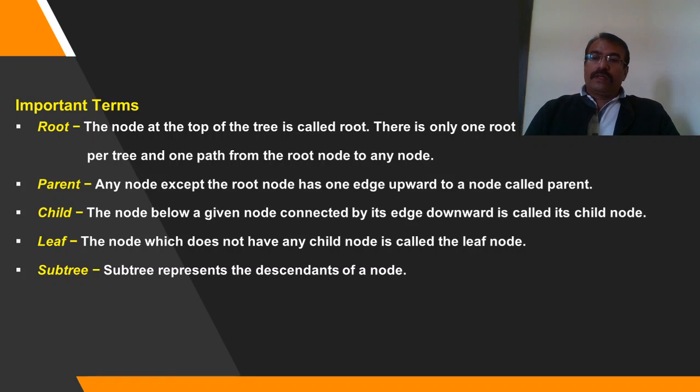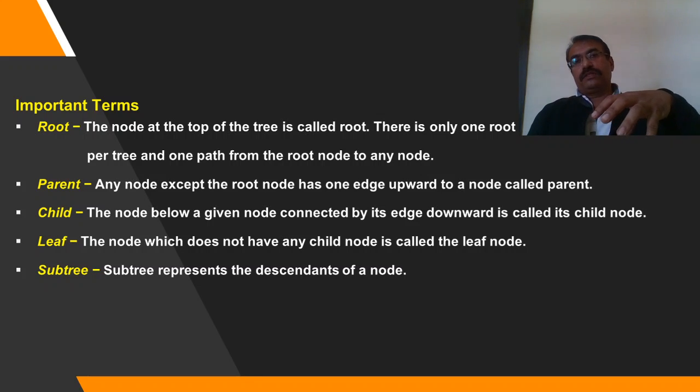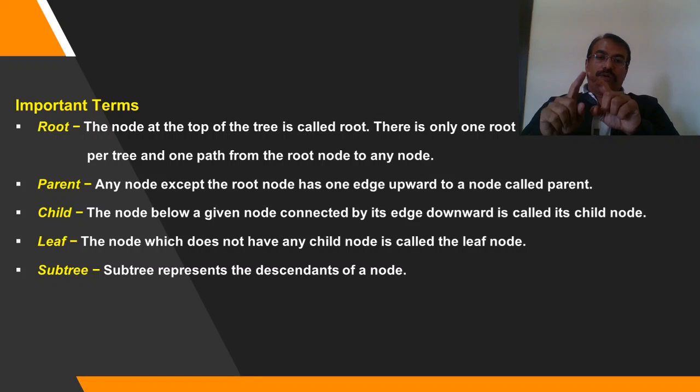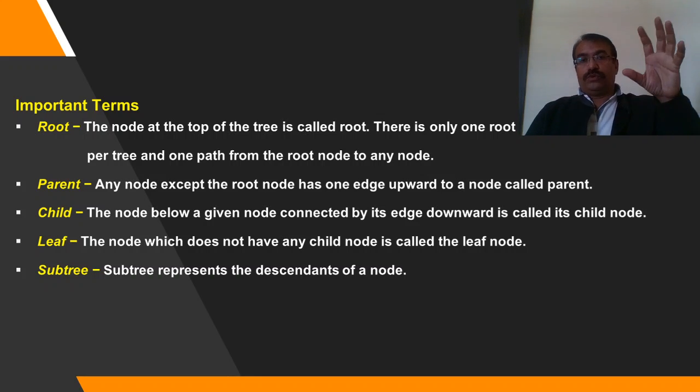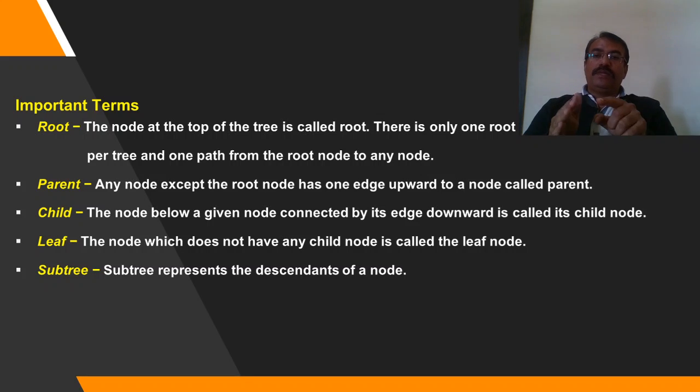Subtree. Subtree represents the descendants of a node. If a node has further children, then that node becomes the root of a subtree, and that whole structure is the descendants of that particular node. That node won't be the root node of the main tree, but that will be a tree in itself.